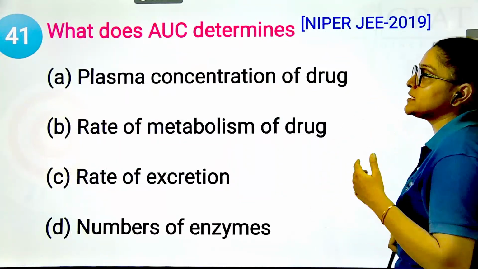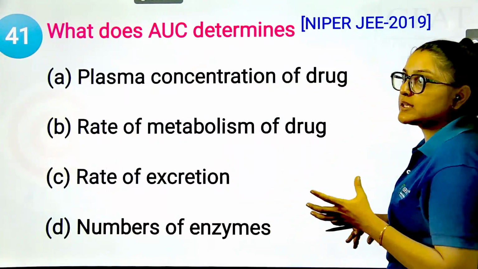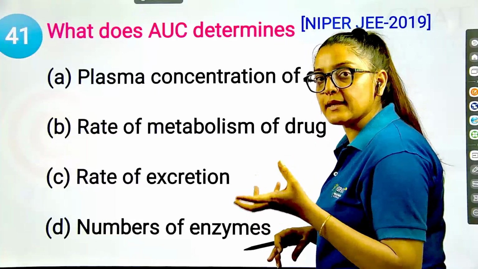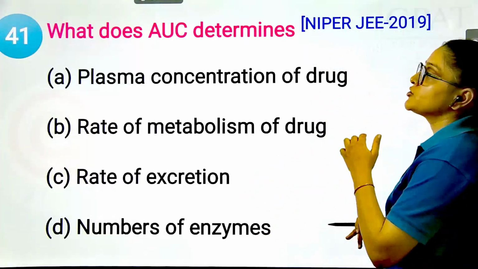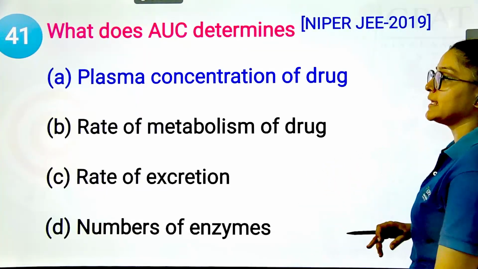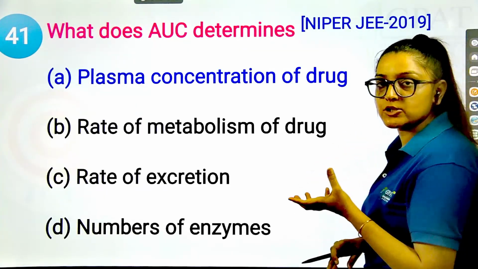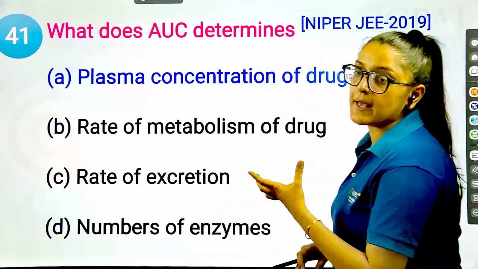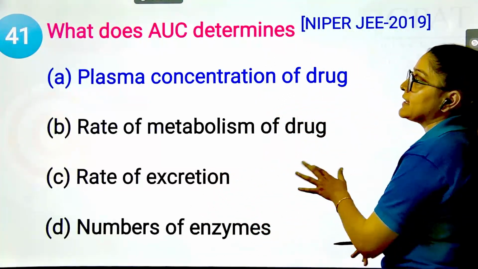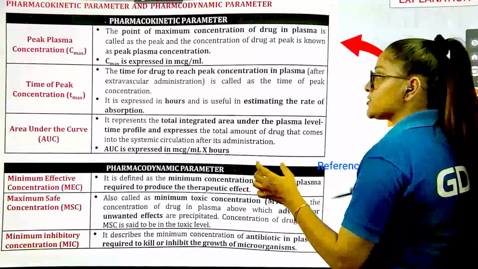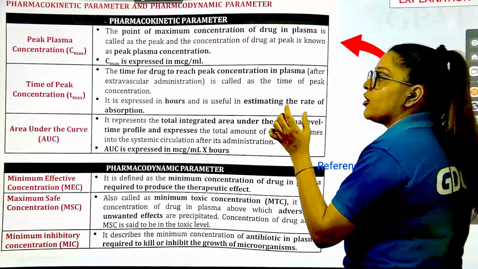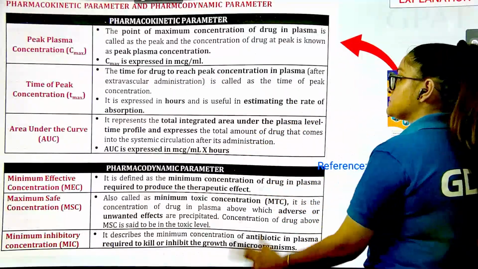What does AUC determine? So AUC, we have seen Cmax, Tmax, AUC as the important pharmacokinetic parameters. So AUC determines none other than the actual plasma concentration of the drug and the extent also, right? So this AUC gives the actual integrated profile of the drug, okay?